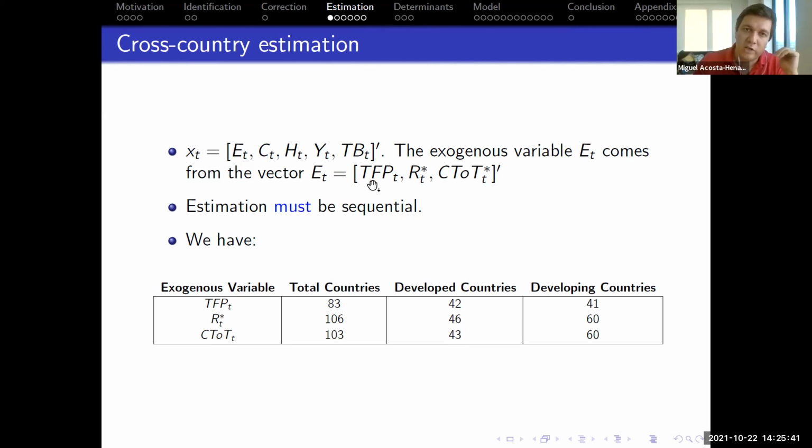The estimation must be sequential in the sense that we can only choose one of these variables in the VAR, because if we put them together, we will be creating a foreign block, but they could be intertwined. So we just choose one of them. And then for each of these, we have different sets of countries, where we have developed countries and developing countries according to the World Bank income categorization, which goes from 1 to 4. Developed countries are those from 1 to 3, and those with 4 in terms of highest level of income are those that we consider developed.